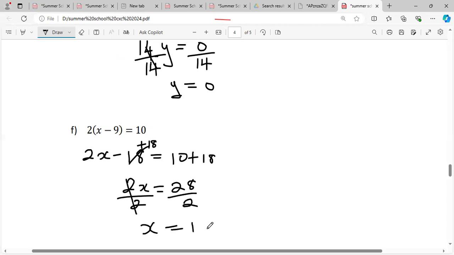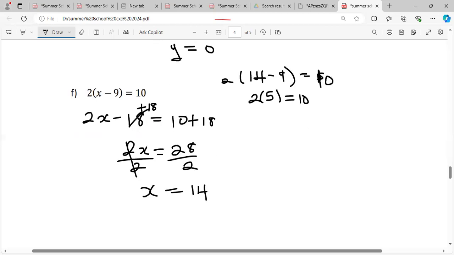Now we can put it in there to make it make sense. We have 2 times 14, because we still have a 14 answer. 14 take away 9 leaves 5. And 2 times 5 is 10. And the bracket means to multiply. Let's see if we can do one more.